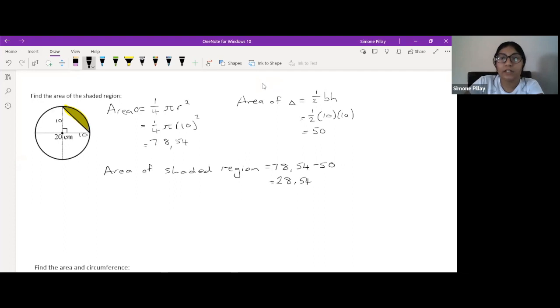Where did the 78,54 come from? It came from the area of my circle. And where did the minus 50 come from? I was taking away the area of the triangle.